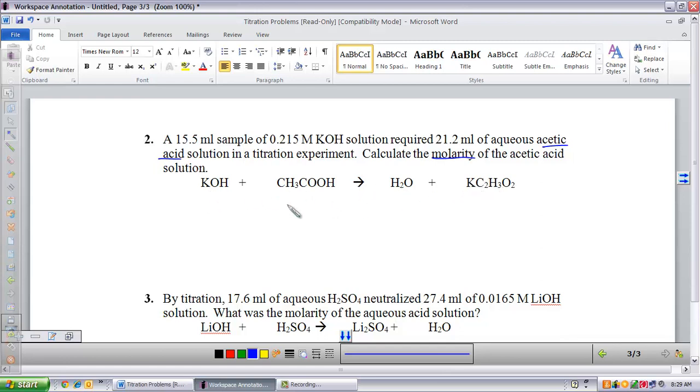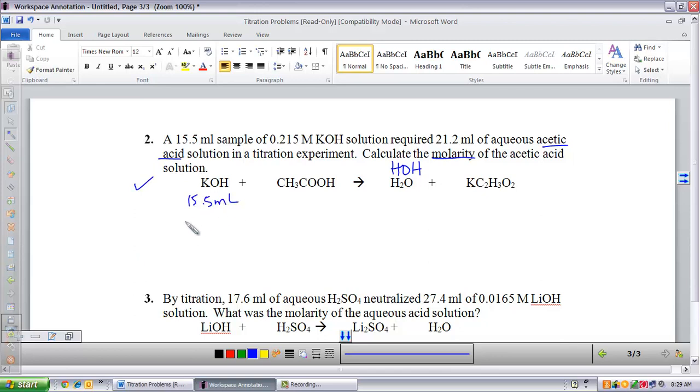Let's go back and do our balancing. Potassium and potassium, there's one of each. Hydroxide, and water can be written as HOH, so you've got a hydrogen and a hydroxide. There's one of each. Now there's an H on here that's not there anymore. So that goes over to the water, and then there's 2 carbons, 3 hydrogens, and 2 oxygens. So it actually happens to be balanced the way it is.